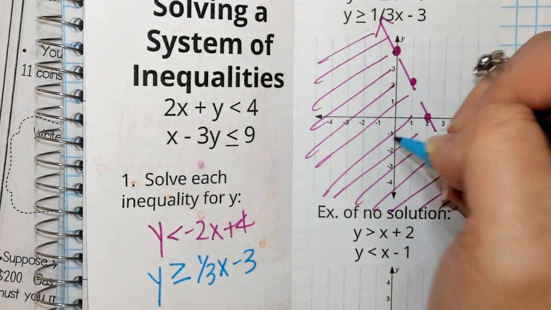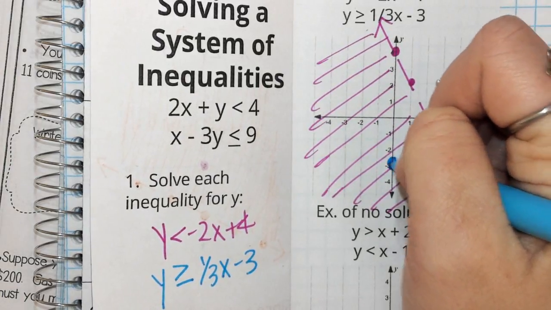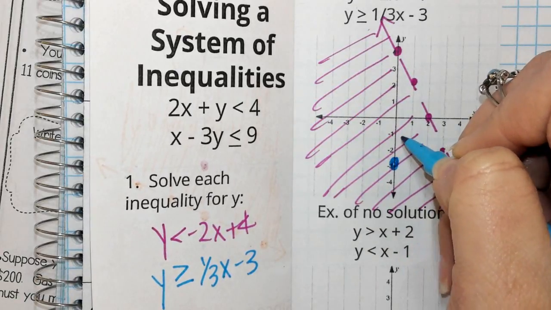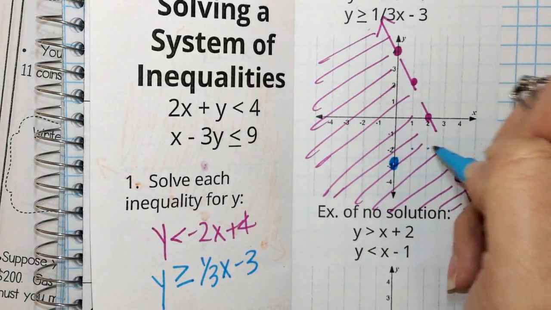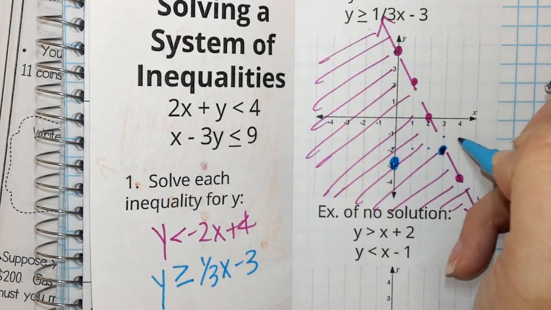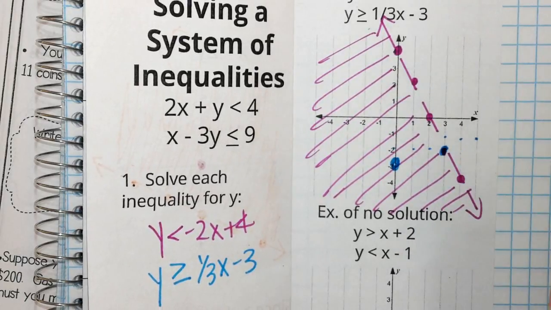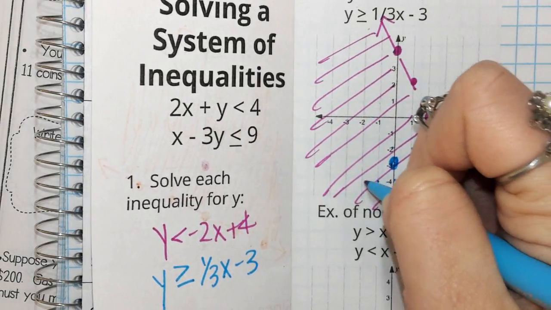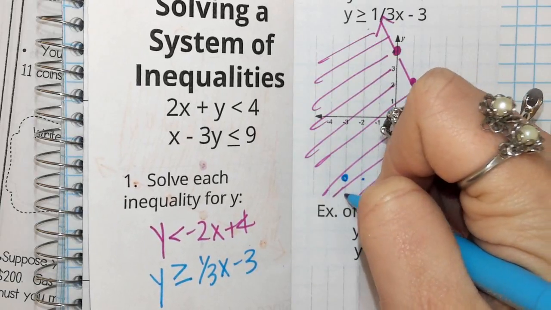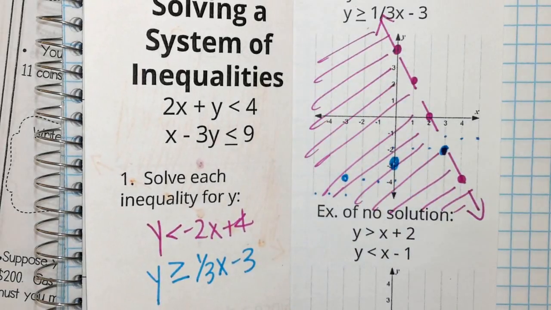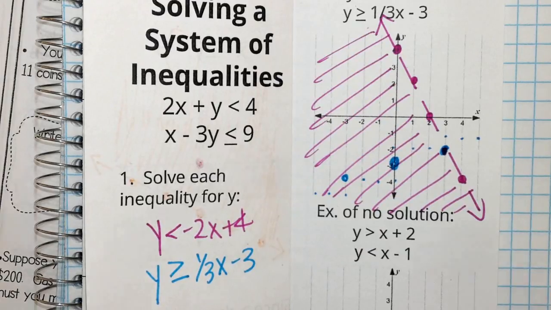Alright, and then for our other one, we're going to go down 3. And then what are we going to do? Good. And I'm out of room that way. Am I going to have a solid or a dashed line this time? Solid.